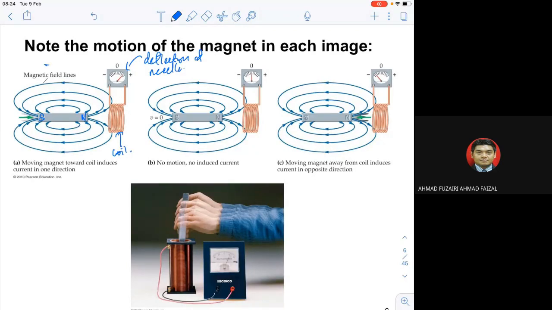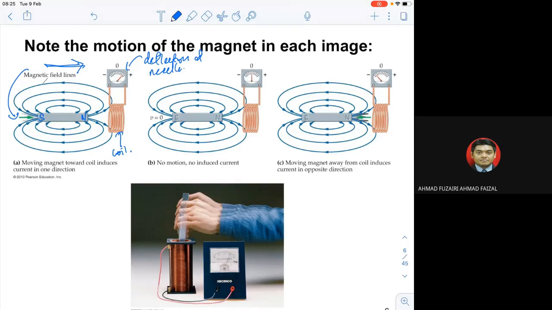So when we try to bring, look at the arrow here, this is how the magnet is going into the coil. Remember, it is a round coil, so we can get the magnetic field through the coil. That means there is a change from zero magnetic field to maybe one or two magnetic fields. It doesn't matter, as long as the magnetic field is changing.